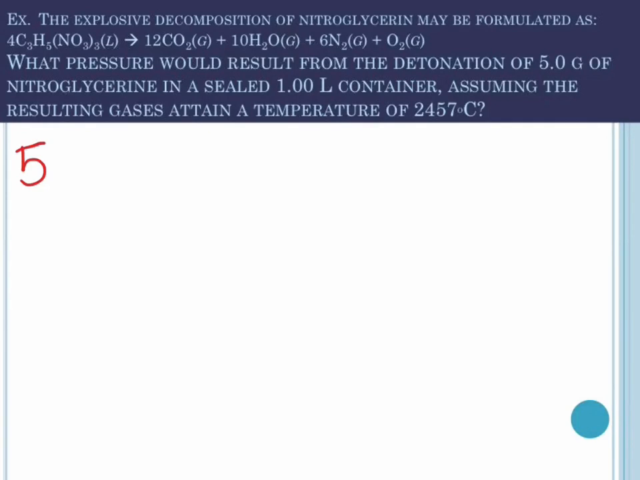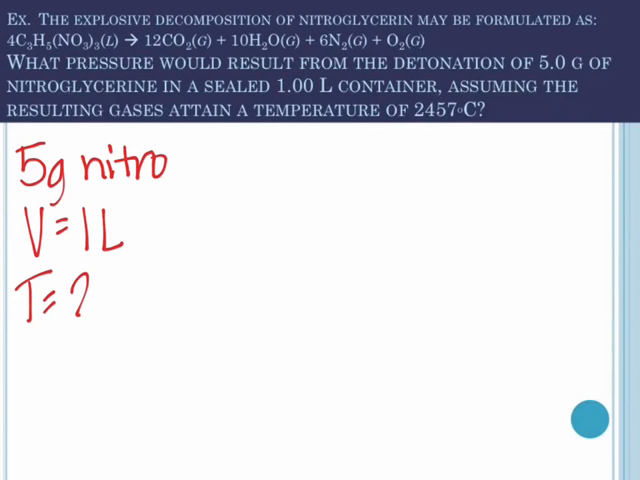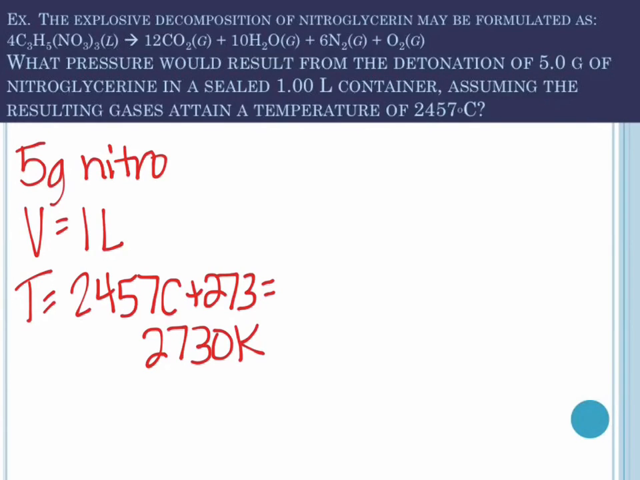So we have 5 grams of nitro. And it is sealed in a 1 liter container. So we know the volume is 1 liter. And it has a temperature of 2457 Celsius. So we need to add 273, 2730 Kelvin. I want to know, what is the pressure that all these gases exert when that happens?